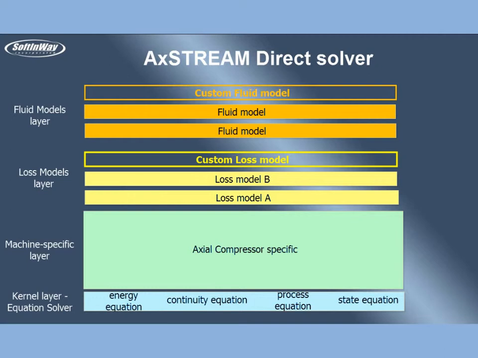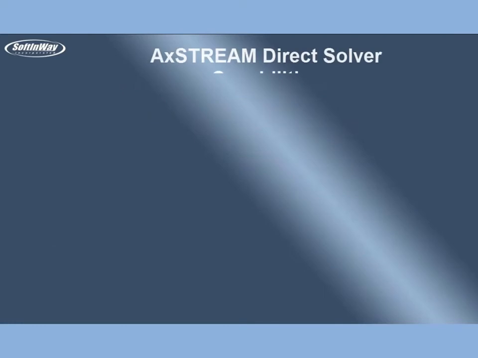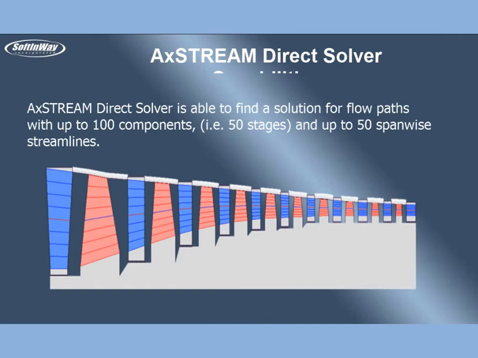Loss and fluid models exist as dynamic libraries. Such architecture allows the users to easily add new models or custom make new ones. AxSTREAM Direct Solver capabilities. Due to proprietary effective realization, AxSTREAM Direct Solver is able to find a solution for flow paths with up to 100 components, that is 50 stages, and up to 50 span-wise streamlines.